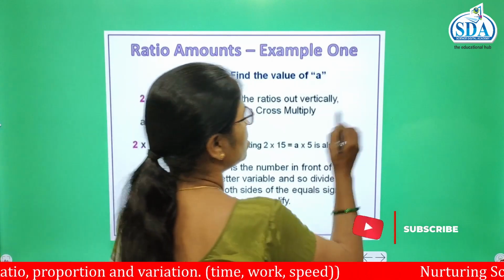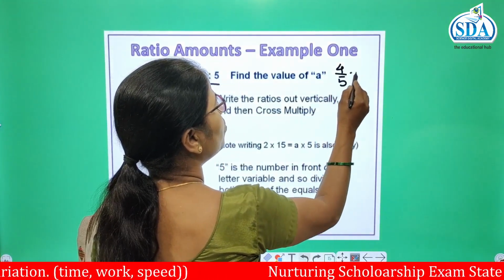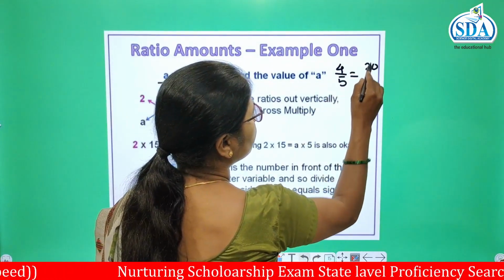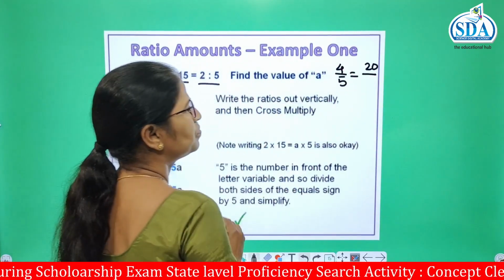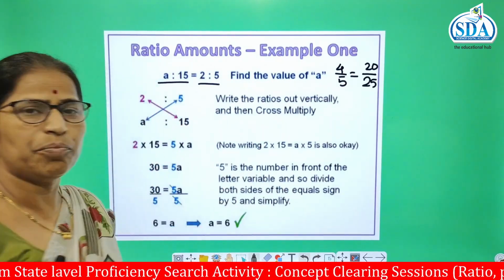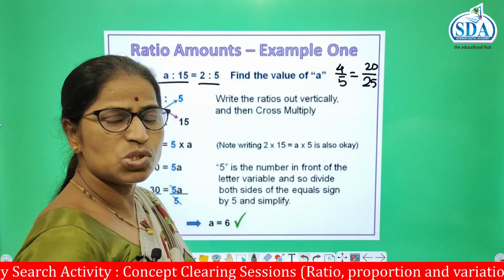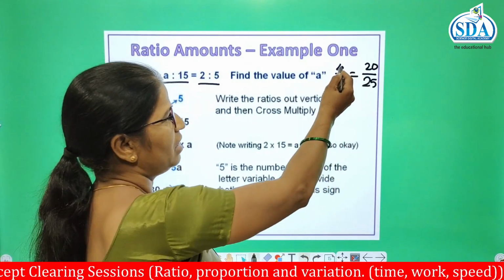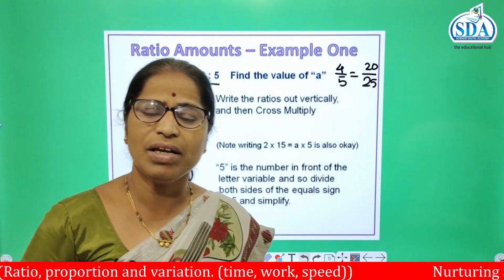Suppose this ratio 4/5 is equal to 20/25. These two ratios are equal. Therefore, we can say that the numbers 4, 5, 20 and 25 are in proportion.